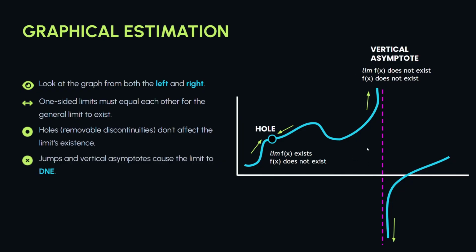Moving into graphical estimation, we can visually determine whether a limit or a function value exists. For instance, at a hole, the limit of f of x exists, but the actual function value f of x does not exist. On the other hand, at a vertical asymptote, the limit of f of x does not exist, and the function value f of x also does not exist.